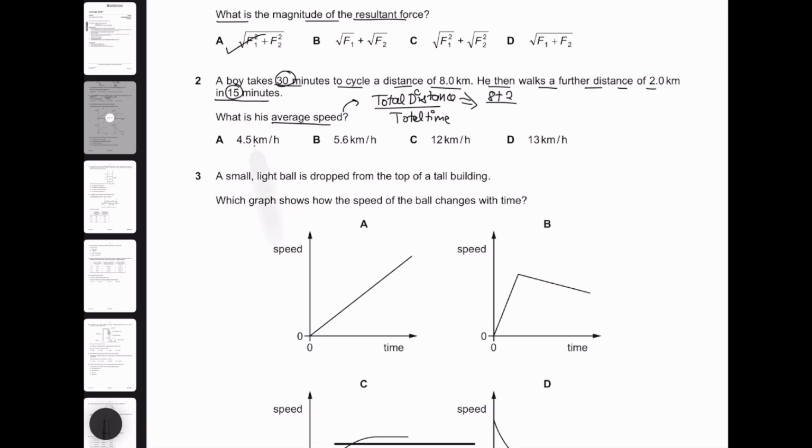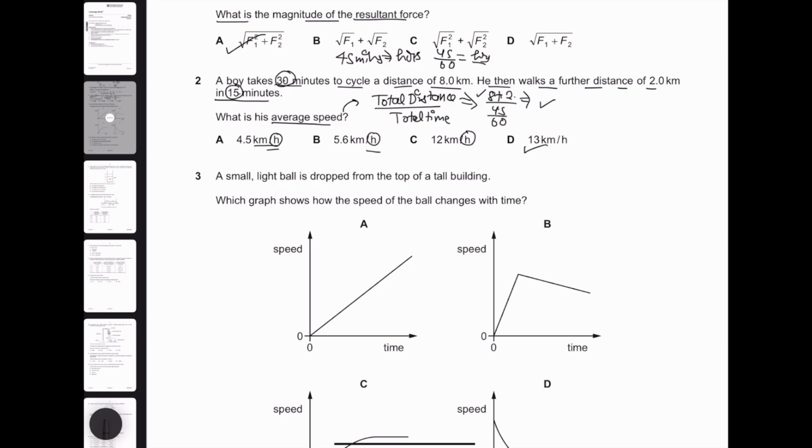In the units, according to the answers, it is kilometer per hour. So you need to convert this 15 plus 30 minutes, which is 45 minutes, into hours first. You do 45 over 60, then you plug it in the formula, and you will get the answer as 13 kilometer per hour. So you sum up the distance 8 plus 2. Time is 30 plus 15, 45 minutes, but according to the answers, it's in hours. So you divide it by 60 to get the answer in hours. Then you plug it in the formula, 8 plus 2 over the number of hours that you get.